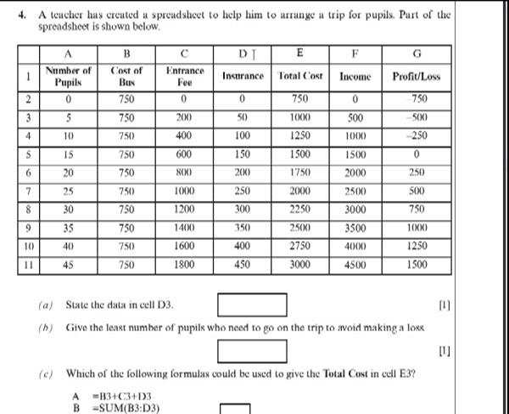So if we go across to D and down to 3, we can see the data held in D3 is 50.